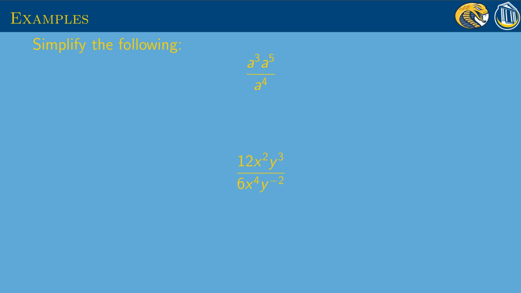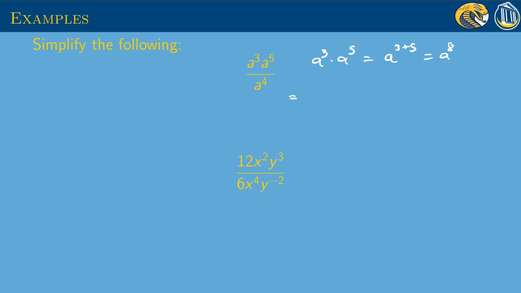Let's practice using these rules by simplifying these expressions. Let's start with the first one, a to the 3 times a to the 5 divided by a to the 4. We're going to use two different rules here. Let's just focus on the numerator, a to the 3 times a to the 5. We know from our last slide that if we have two exponents with the same base being multiplied together, we can just add the exponents, a to the 3 plus 5, which is a to the 8.